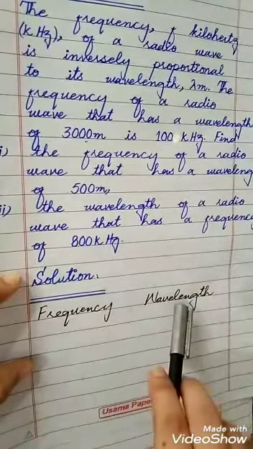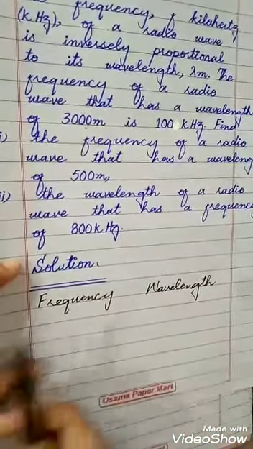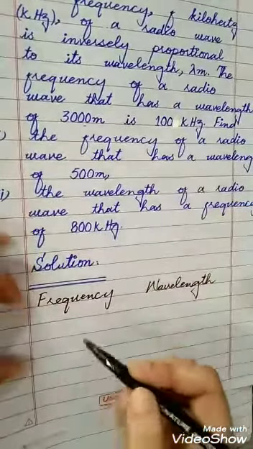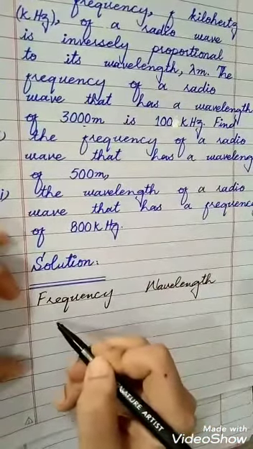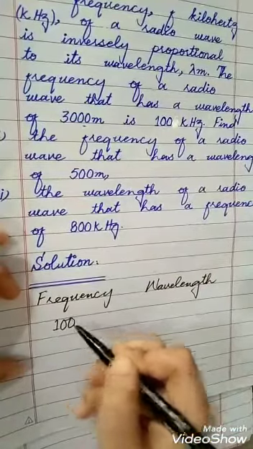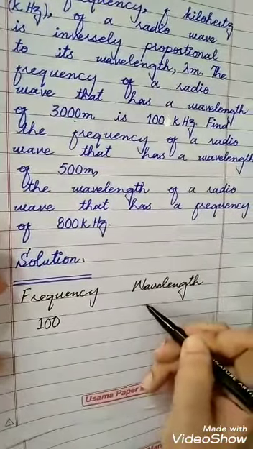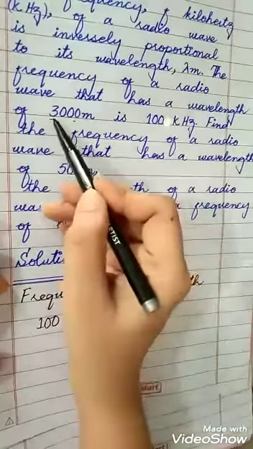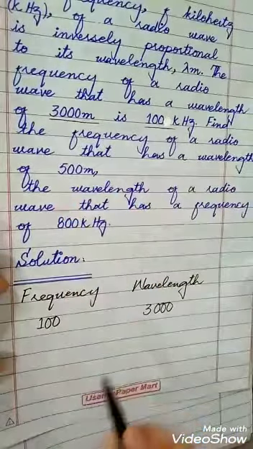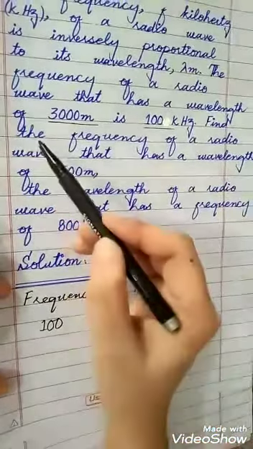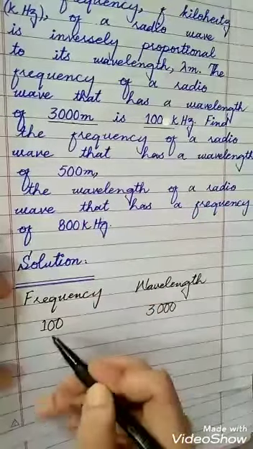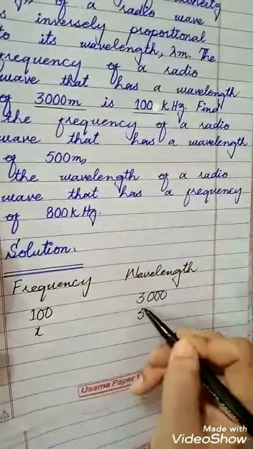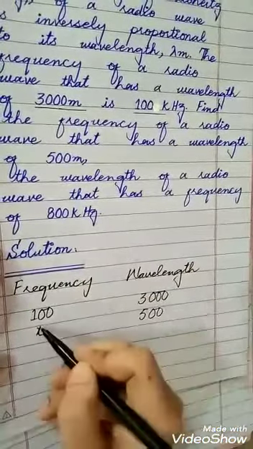Two quantities are given, so we will write what frequency is given first. The frequency is 100 and wavelength is 3000. These are the first values. Okay, now in the first part we have to find the frequency, so we will write x here, and wavelength is given, that is 500 meter.